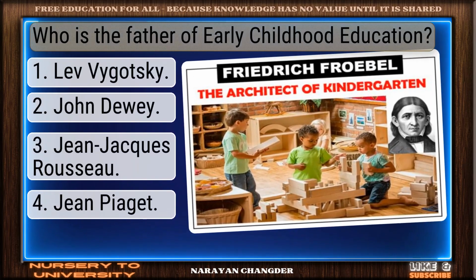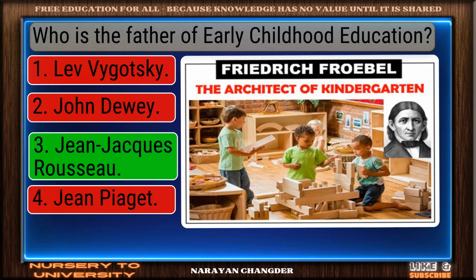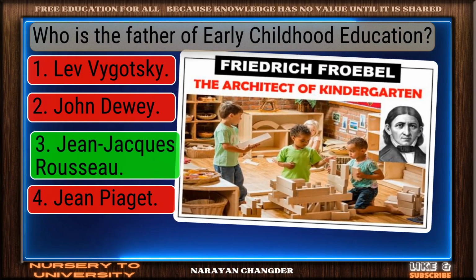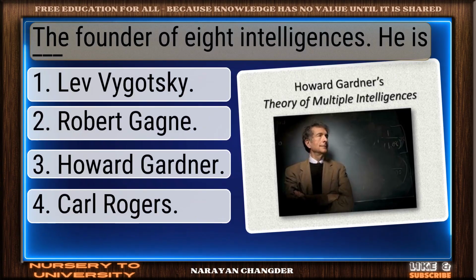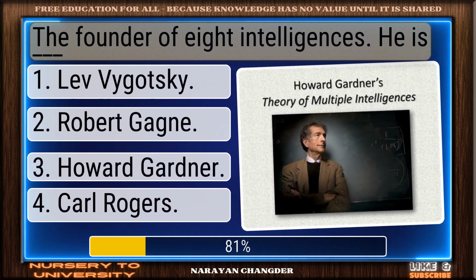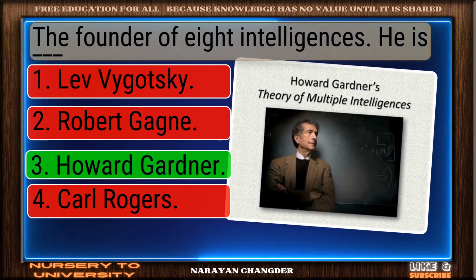Who is the father of early childhood education? Solid response. Jean-Jacques Rousseau is a valid choice. The founder of eight intelligences. He is dash. Well picked. Howard Gardner is the correct answer.